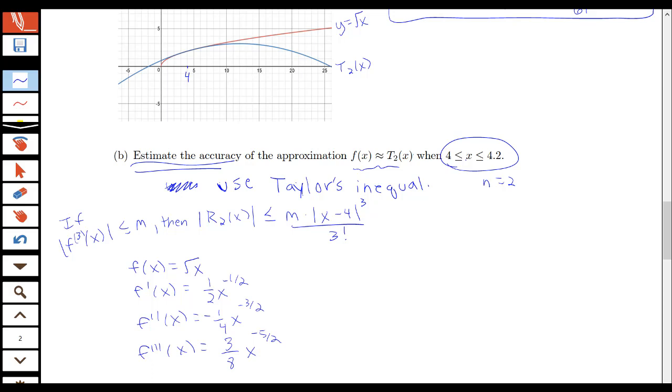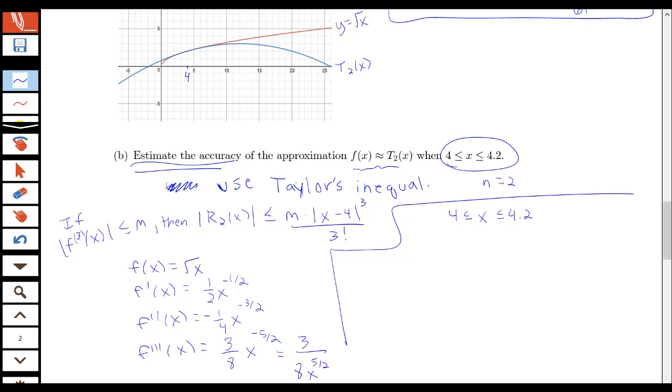Okay, so here's where we're going to do a little bit of inequality manipulation to help us find a good choice for m. So if 4 is less than or equal to x is less than or equal to 4.2, I can try to manipulate this inequality here to get a clear bound on my 3 over 8 x to the 5 halves. So we want to know, what is 3 over 8 x to the 5 halves bounded by when x is in this interval?